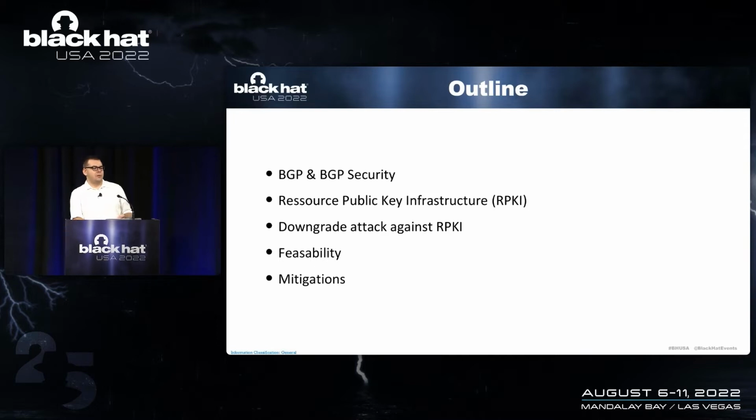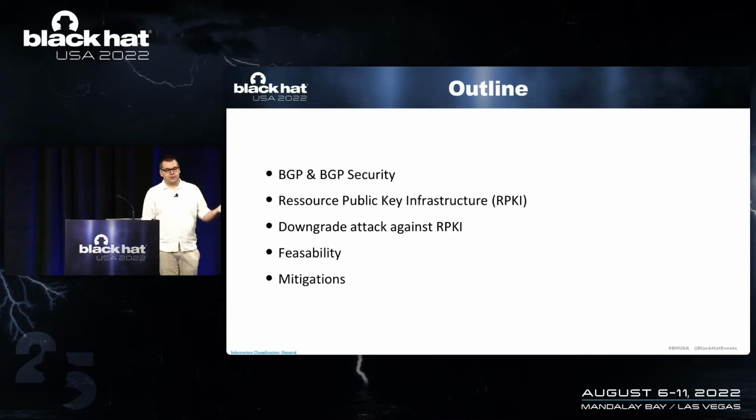First, we want to look at the outline. So what I want to present, we will look at BGP and BGP security. Then I will present you the resource public key infrastructure, short RPKI, because I think not everyone knows how it works and what it is. And then I want to present you our downgrade attack against it. Obviously, that's the title. And finally, we'll look at the feasibility of this attack and also some mitigations. What can you do against it, right?